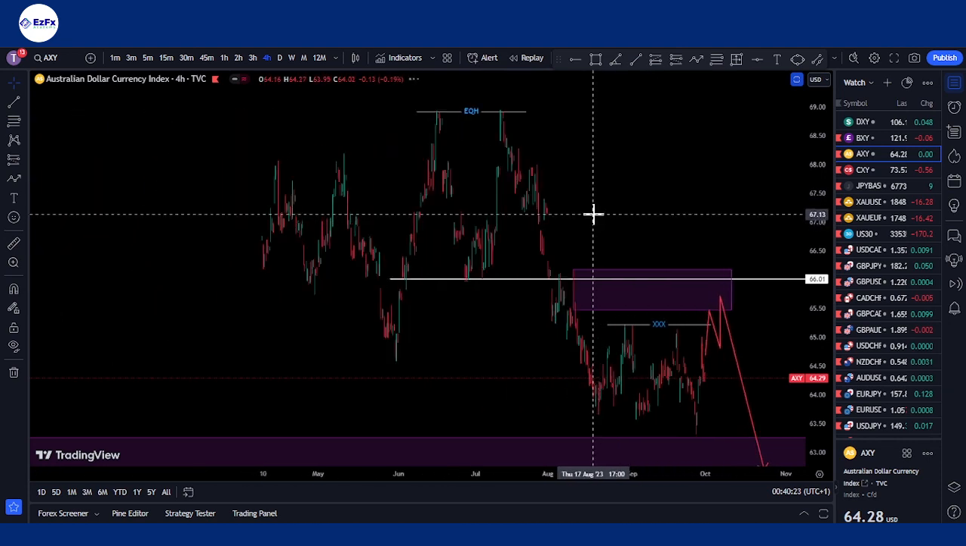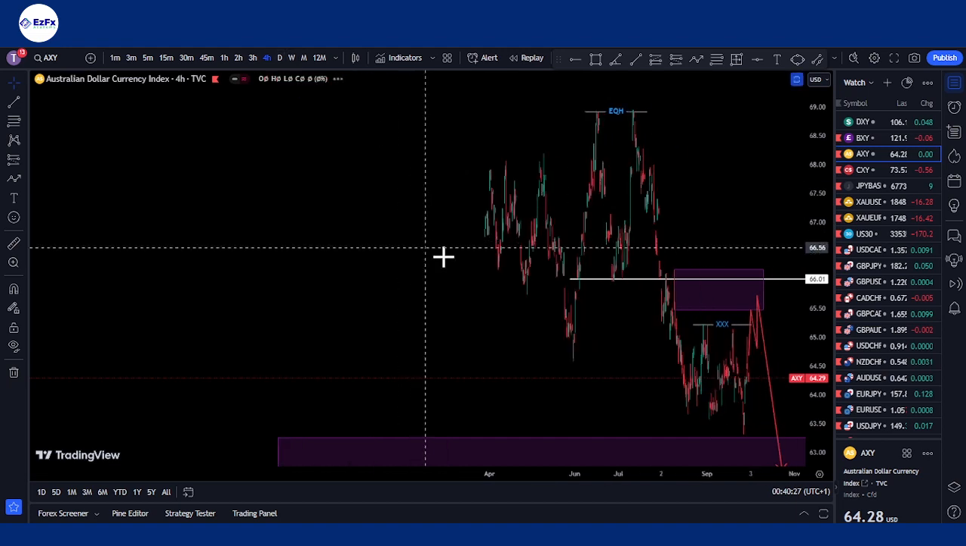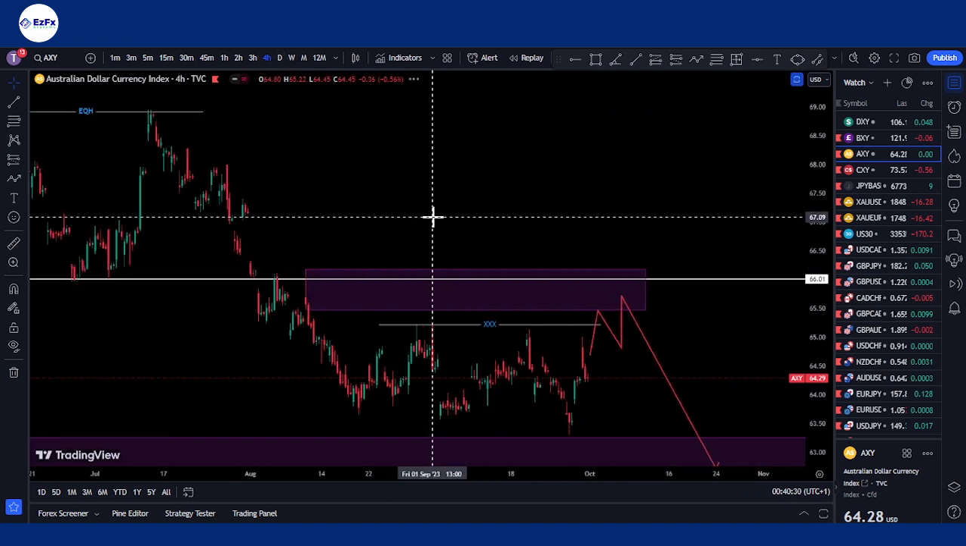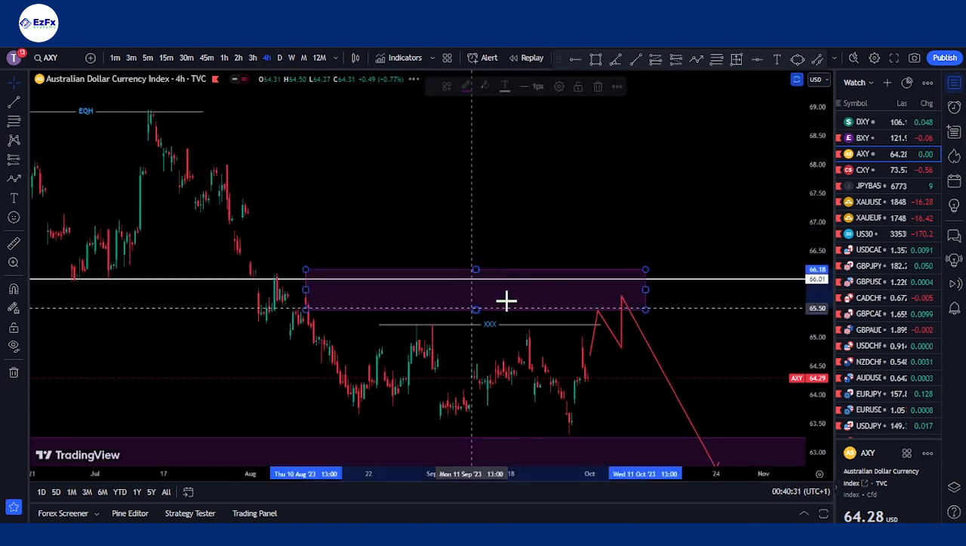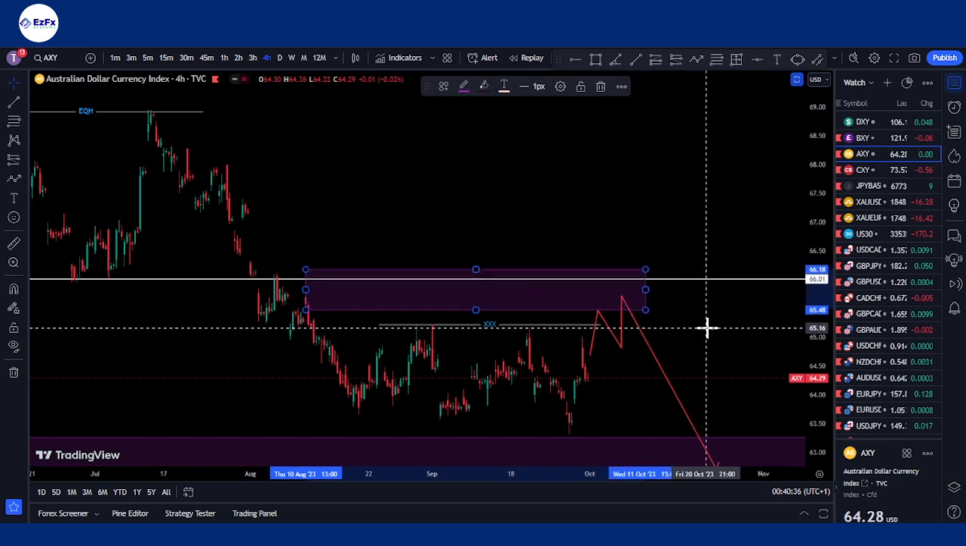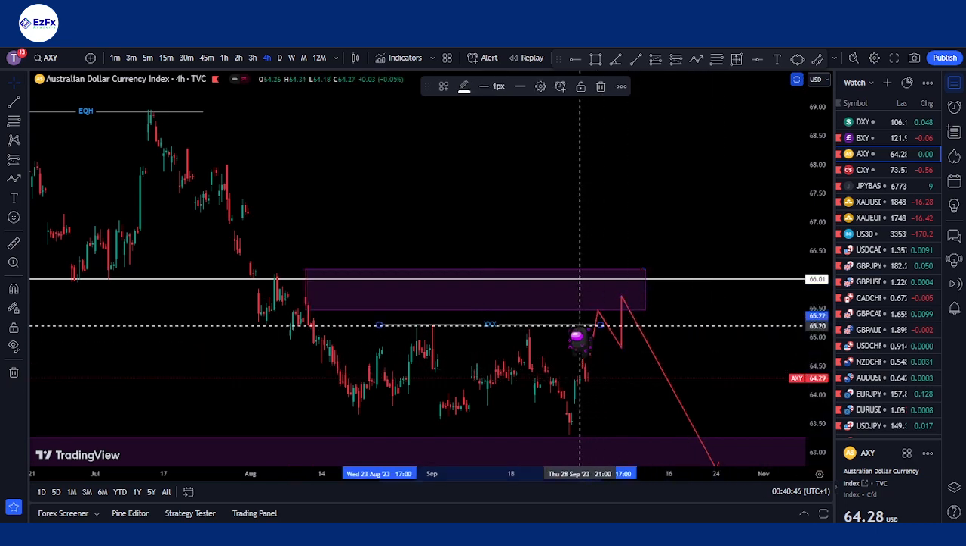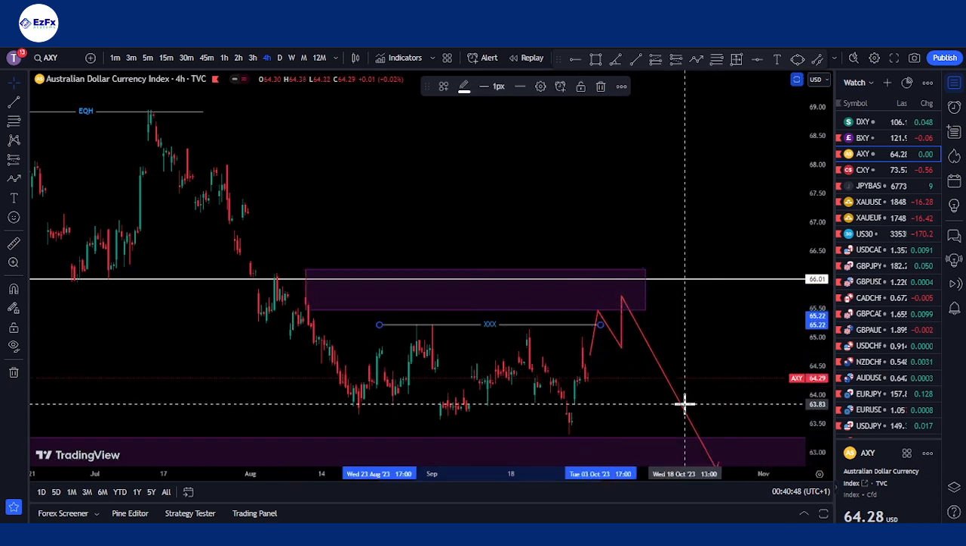We have a fairly broad zone already marked out. I think this was marked out on the daily time frame. I'll be showing us that in a bit. But this is a zone that we're expecting a good enough reaction from. So that being said, overall my bias for AXY would still be bearish, and I just want to watch out for us to have a break above this resistance around 65.22 during the course of this week.